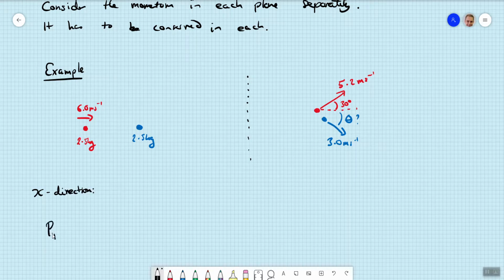So the initial momentum is equal to 6.0 times 2.5 plus, and we've got nothing from our blue one, 0. And that equals 6.0 times 2.5, which is 15. So that must mean afterwards we've also got to equal 15 kilogram meters per second.